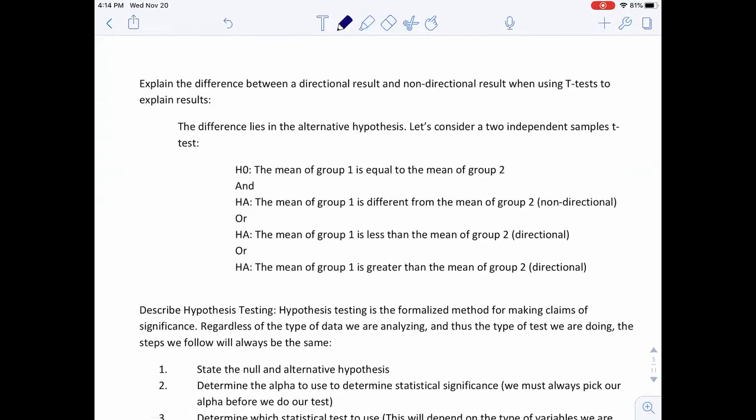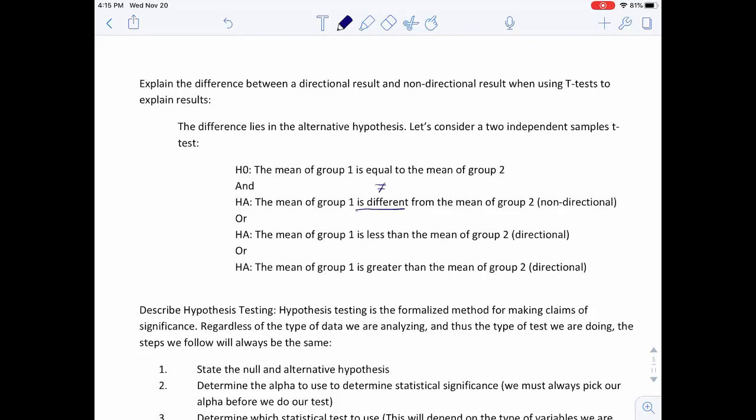So in terms of a t-test, we're doing an independent samples t-test, right? The null hypothesis is always going to be that the mean of group 1 is the same as the mean of group 2. They're equal, there's no difference, there's no change, nothing going on here. If your alternative hypothesis is that there's a difference, that's essentially a not equal to, making it non-directional. You don't care which side it's going to or which tail it's going to.